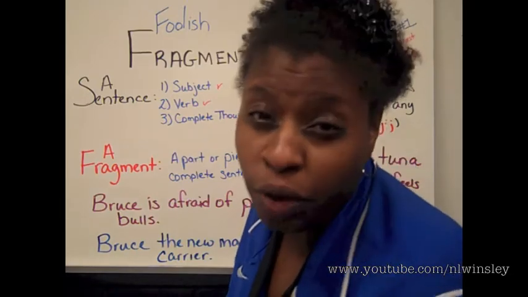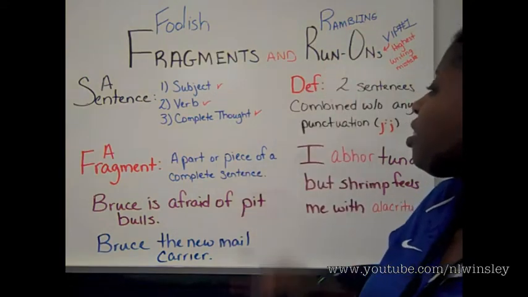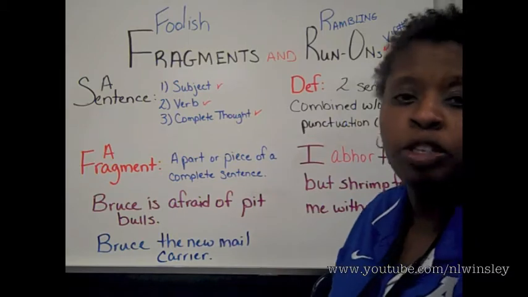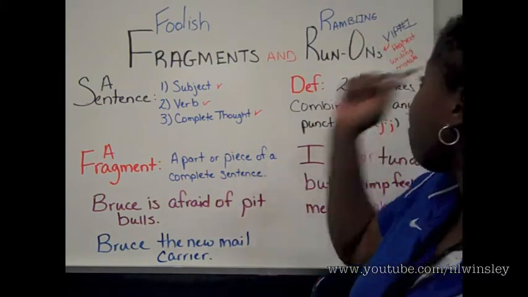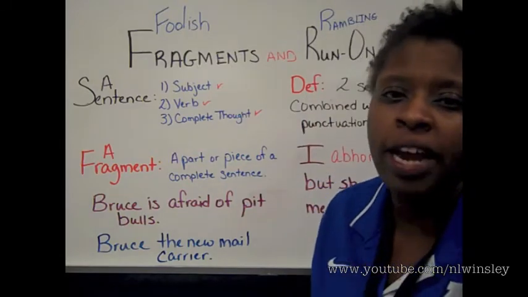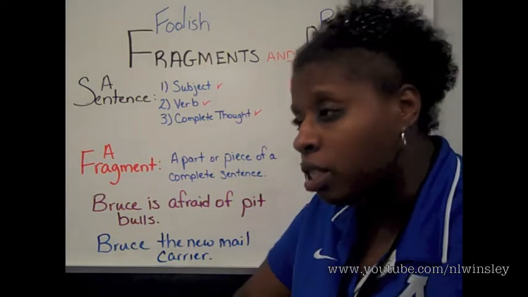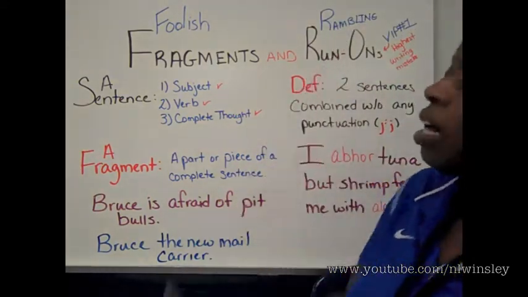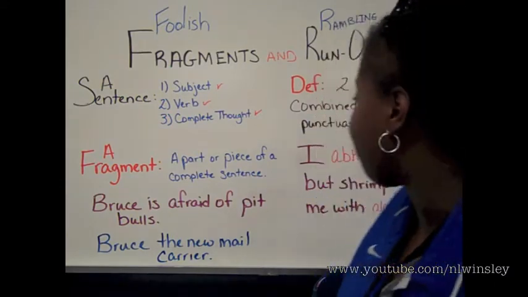So let's move on to run-on sentences. A rambling run-on sentence is defined as two sentences combined without any punctuation or combined with only a comma. VIP number 1 is the highest writing mistake in all of grammar writing. Typically, when a student or anyone writes something, a run-on sentence is what you're going to see 90% of the time in their first or second drafts.